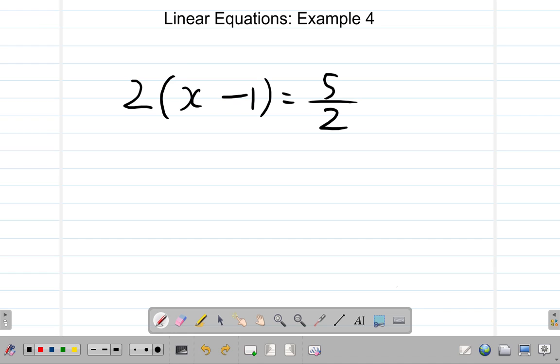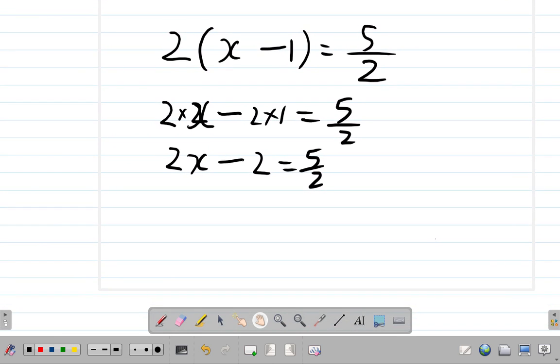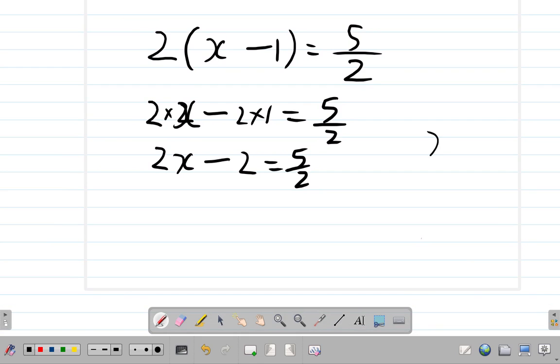So we have 2 times x minus 2 times 1 equals 5 divided by 2. So you see that? I wrote 2 here is x. So it's 2 times x, which is 2x, minus 2 times 1, which is 2, is equal to 5 divided by 2. Now remember, the aim here is to get x equals, and then everything else over the other side. X alone equals. Right?